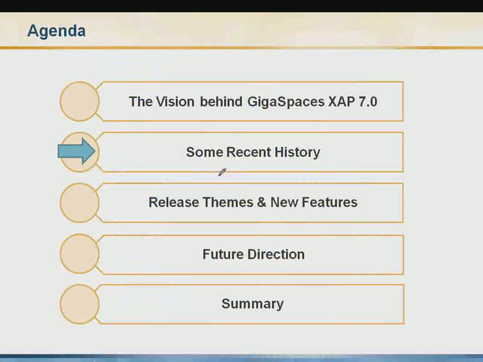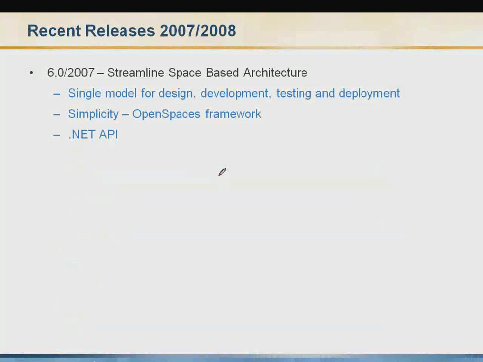Which brings us to the next part of this webinar, some recent history. Just to recap, to put you in context on what we've done in the past few years. Version 6.0, back in mid-2007, was all about streamlining space-based architecture. This was the first time we introduced the Open Spaces framework, Spring integration, and the .NET API, enabling you to develop space-based applications in a much easier and coherent fashion.